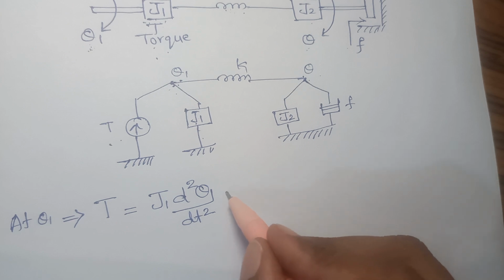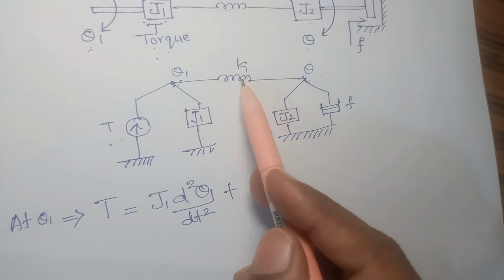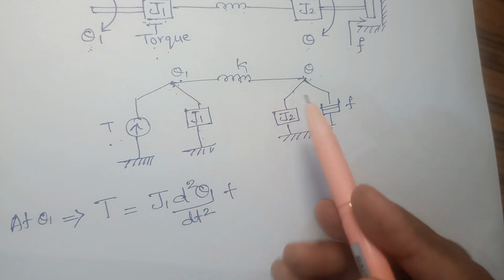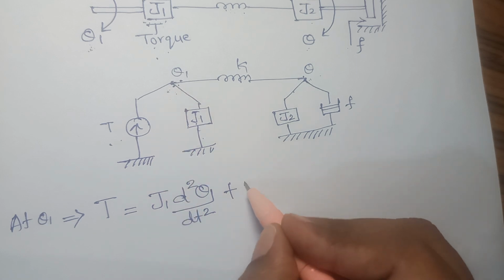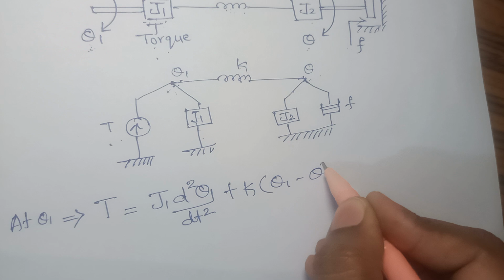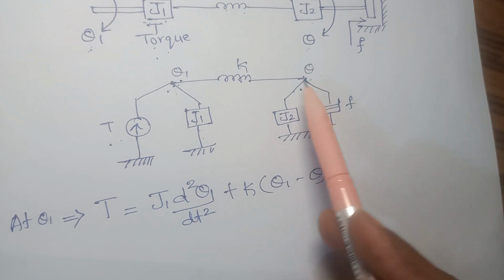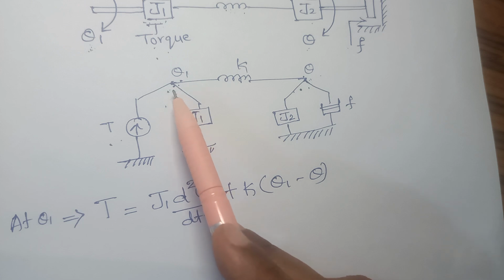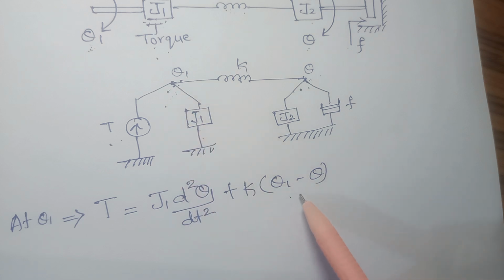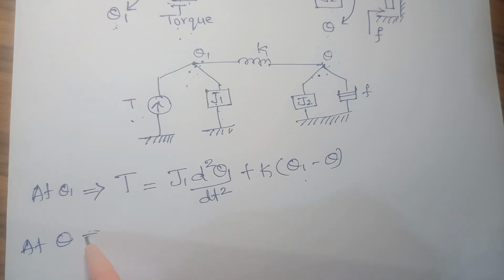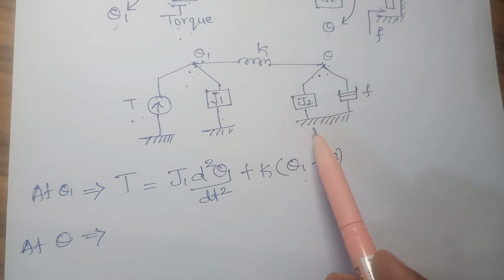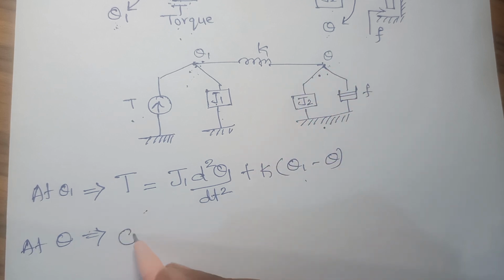Then next you have the spring, which is in between these two nodes. As we are currently writing the equilibrium equation for theta 1, we should write it as K into theta 1 minus theta. If we are at the second node, we will write it as theta minus theta 1. Next, the next equation will be for theta. As there is no torque here, the LHS will be 0.